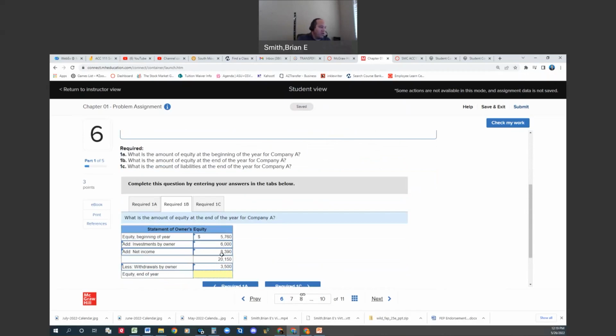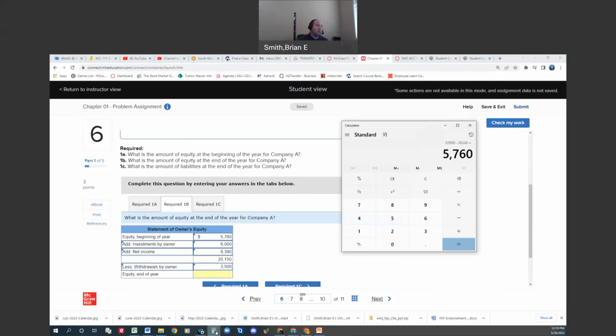Okay, and then our end of the year equity is just a simple mathematical equation. It doesn't do it for us here. We're going to take 20,150 and subtract out the withdrawals. So we should have an ending balance of 16,650.